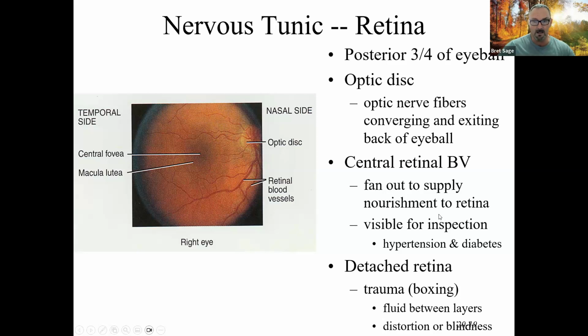A detached retina can be due to a trauma, such as when you hit your head. Like so, getting hit with a boxing glove would push your head backward, intending to detach the retina. And the same thing if you got into an accident and you hit your head, could cause a detached retina. What happens is fluid accumulates between the layers, that is between the choroid and the retina. That separates the retina from its blood supply of nourishment, and it begins to die. This can cause distortion or blindness if this happens.